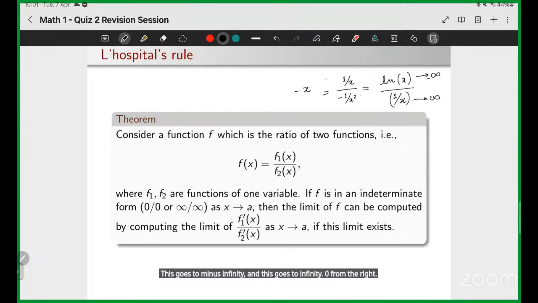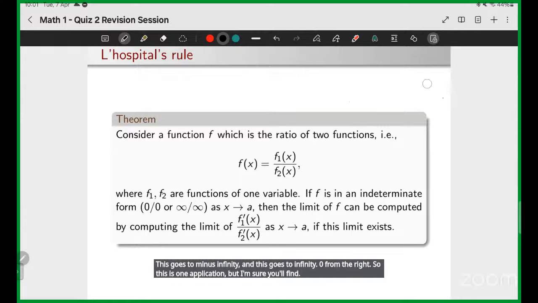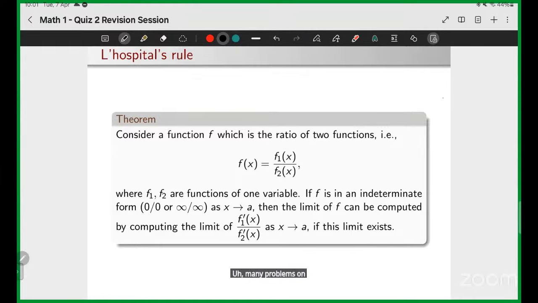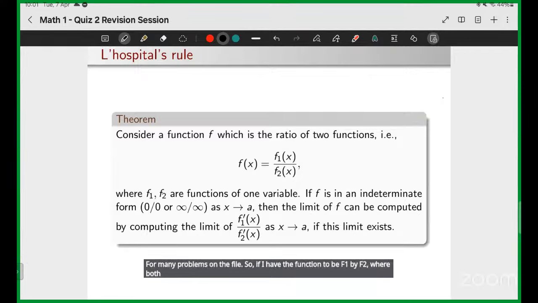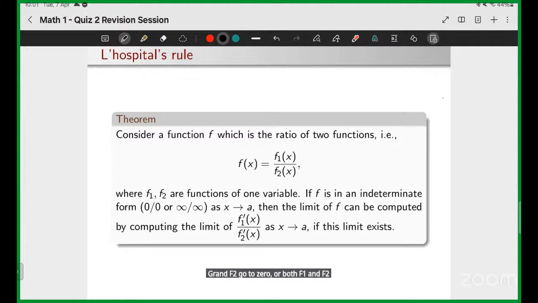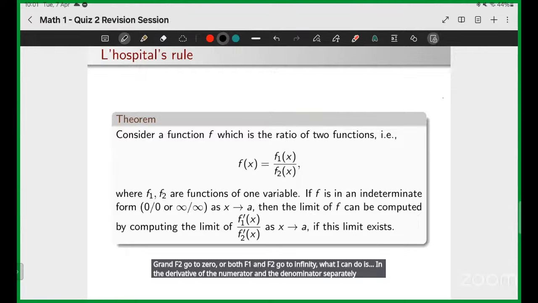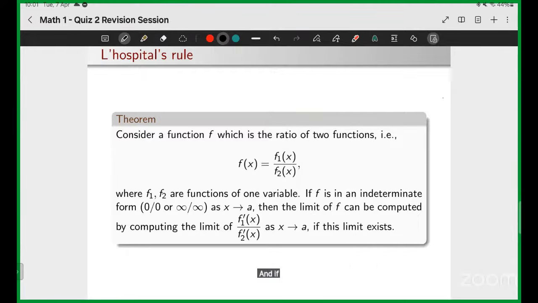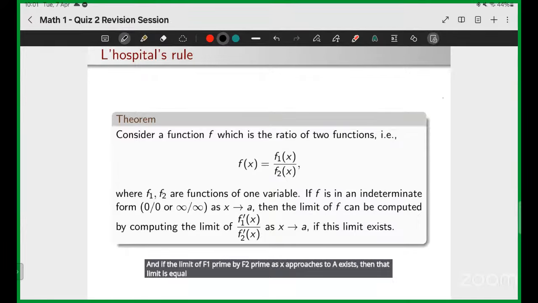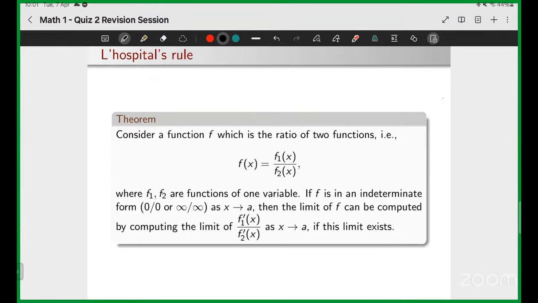So this is one application, but I'm sure you'll find many problems of the form. So if I have the function to be f1 by f2, where both f1 and f2 go to 0, or both f1 and f2 go to infinity, what I can do is take the derivative of the numerator and the denominator separately, take the ratio of those, and if the limit of f1 prime by f2 prime as x approaches a exists, then that limit is equal to the limit of f1 by f2. This is L'Hopital's rule.